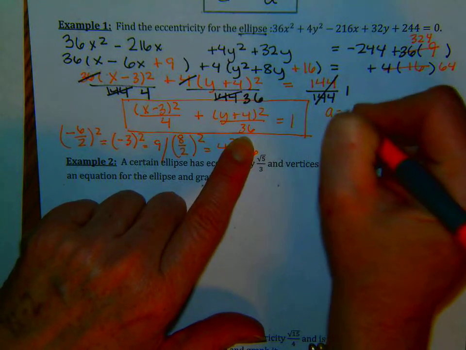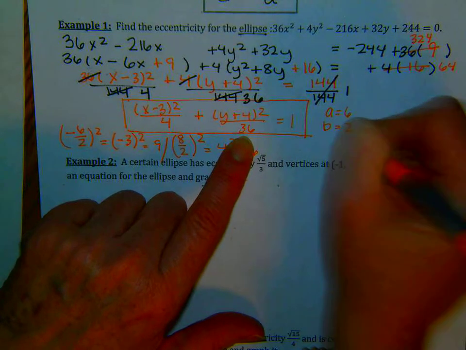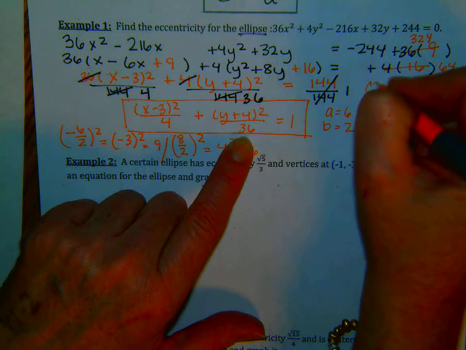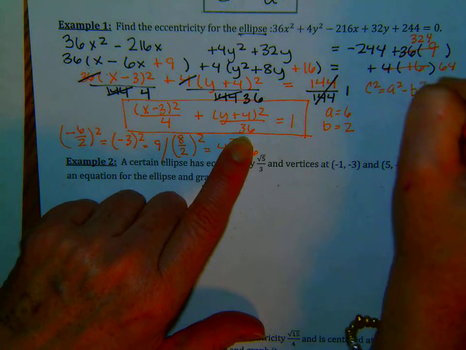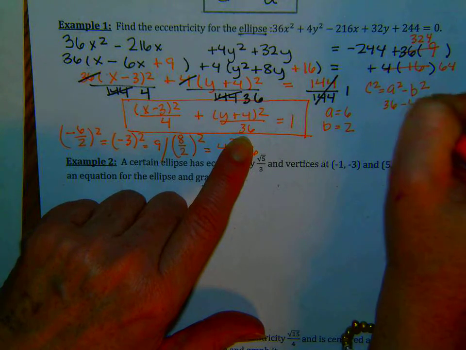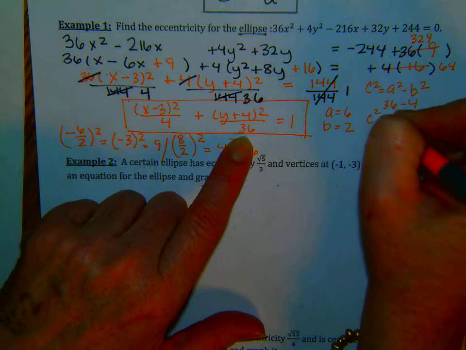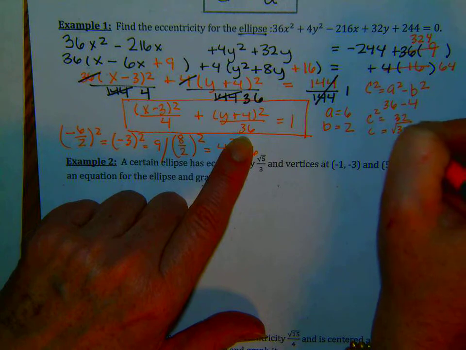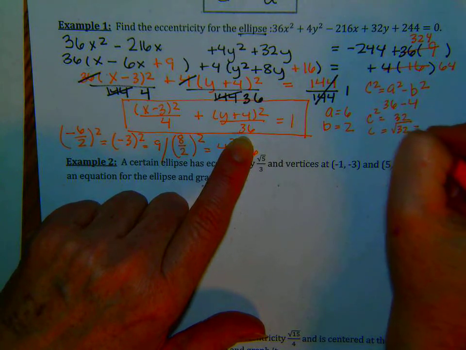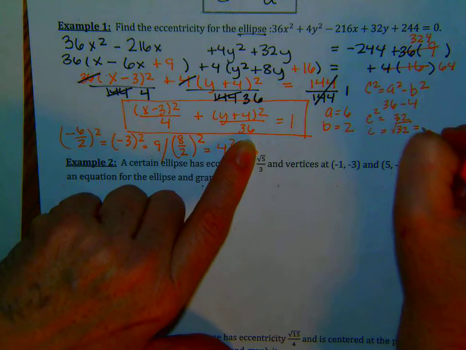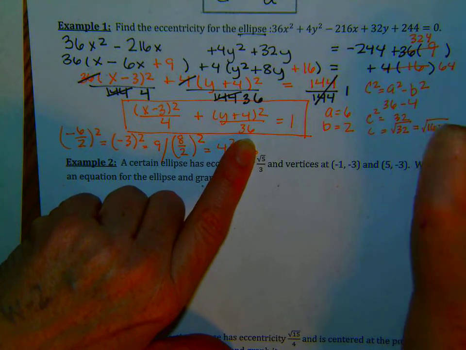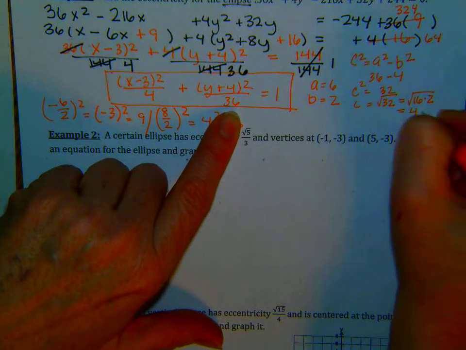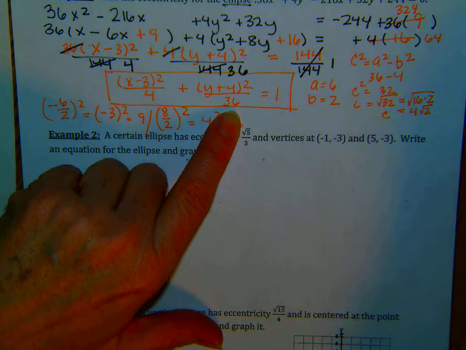A equals 6. B equals 2. That's what I needed. I did all this to say, if I have an ellipse, then I know that c squared equals a squared minus b squared equals 36 minus 4. C squared equals 32. C equals the square root of 32. I can break that up. C equals the square root of 16 times 2. So what is the square root of 16? The square root of 16 is 4. So C equals 4 radical 2.